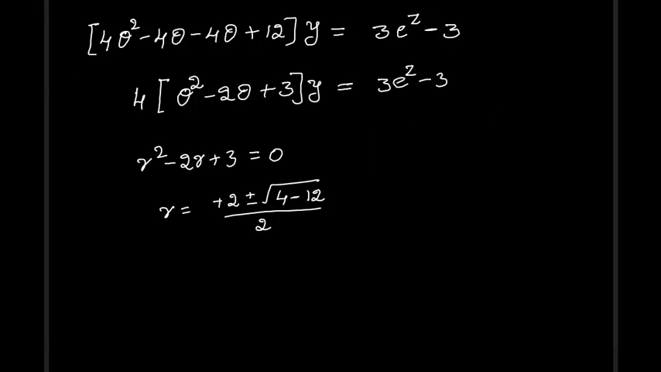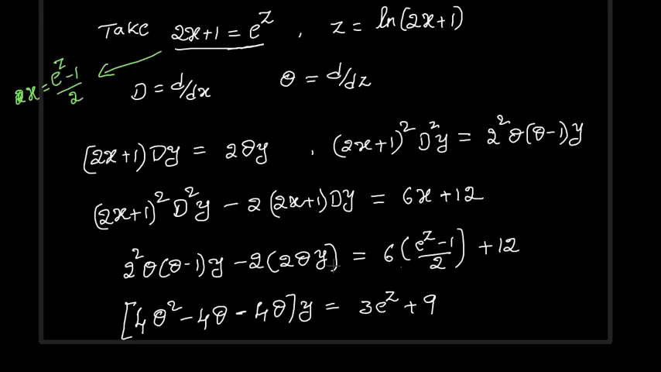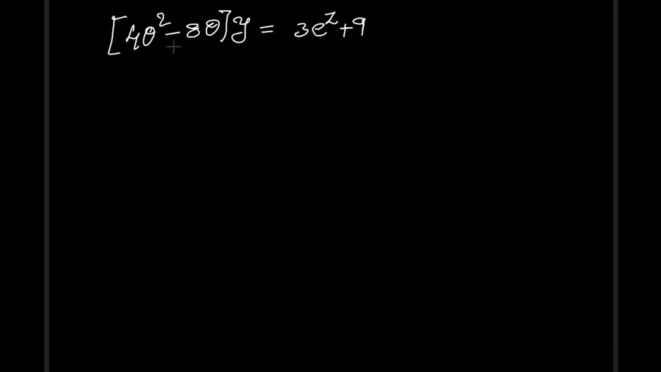So let me, yeah, so now we simplify this. Finally we have 4θ² − 8θ of y equal to 3e^z + 9. Okay, then how do we solve it now? First we will write the auxiliary equation.